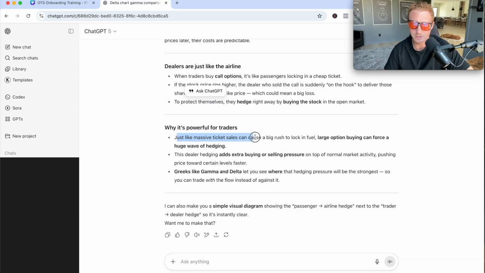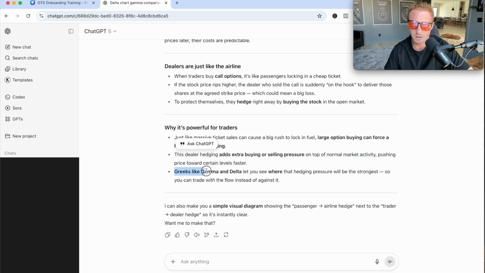Just like massive ticket sales can cause a big rush to lock in fuel, large option buying can force a huge wave of hedging from the market makers, right? And they're the ones that are going to move the market because they're huge companies. Like they're buying billions of dollars at a time. So this dealer hedging adds extra buying or selling pressure on top of normal market activity, pushing price towards certain levels faster. This is why when we get to certain levels, you'll see us just bounce super quickly and random volumes start coming in like crazy, right?